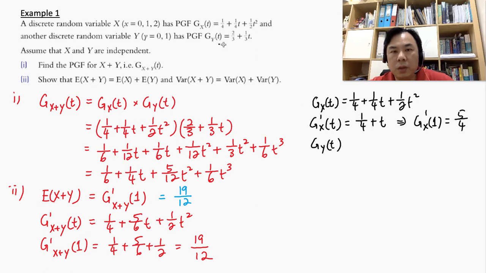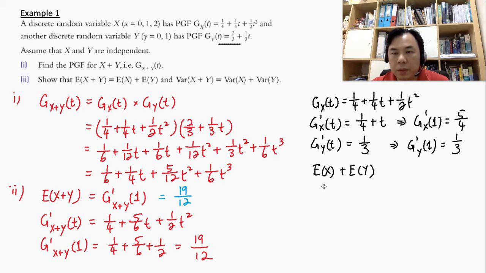So y is given as such. Here I'm just going to differentiate directly. That will be a 1/3. Therefore, there's nothing much we can do here. So the first derivative, by having t equal to 1, must be 1/3 then. And then the sum, so E[X] plus E[Y] here, is the same as the first derivative of x and the first derivative of y. Okay, so I hope that's clear.